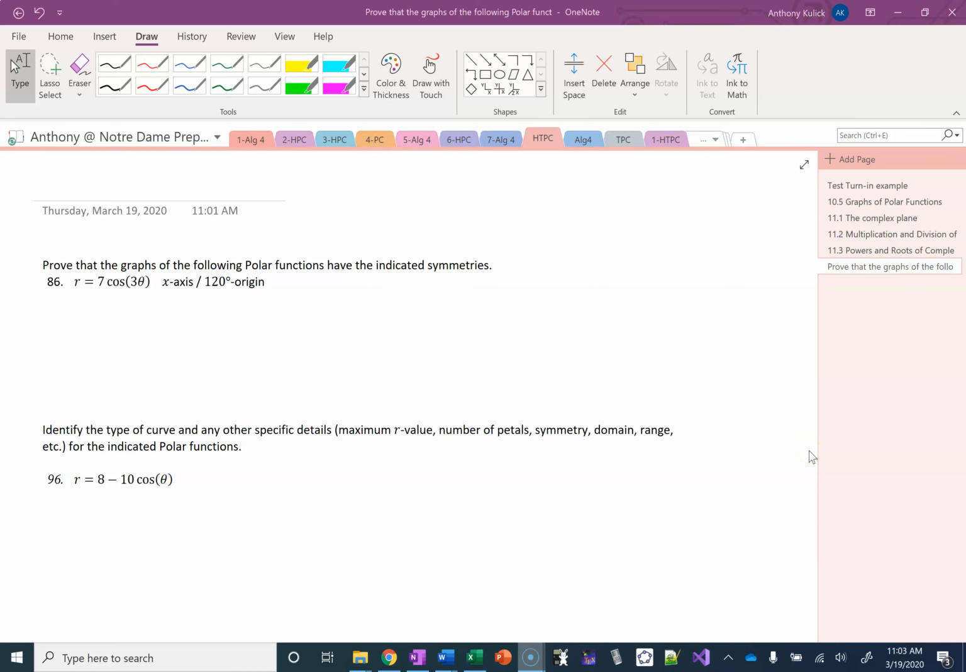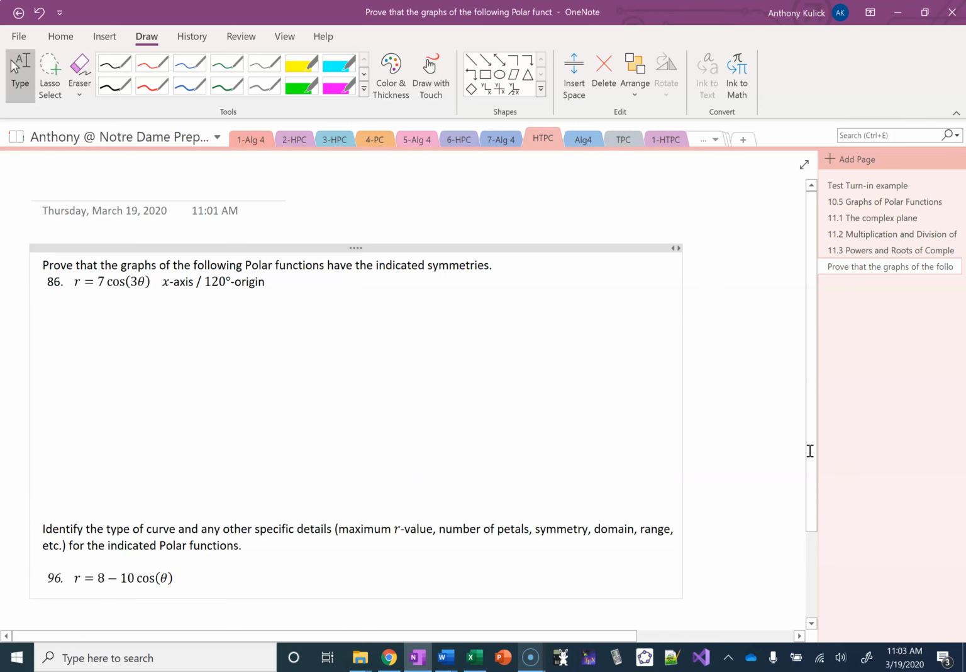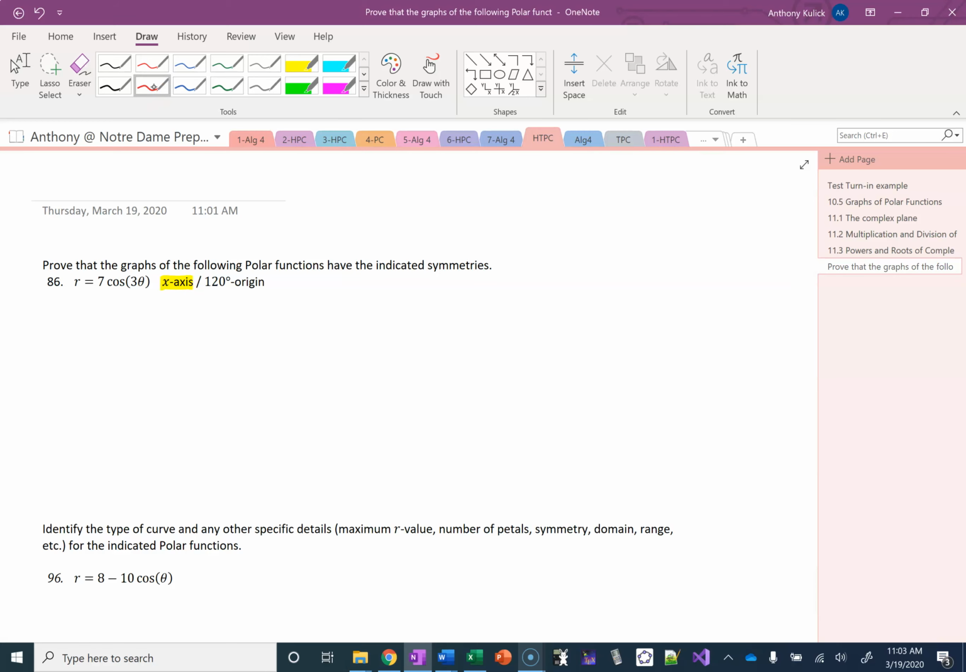Hi. So for number 86, we have two things to prove. We have to show that we have x-axis symmetry. And to show that, what I need to do is substitute in the positive r for r and negative theta for theta and show that I really get the exact same thing. And then for 120 degree point symmetry, I'm going to substitute in r comma 120 degrees plus theta, and again show that I get the exact same thing. So let's start with the x-axis symmetry.